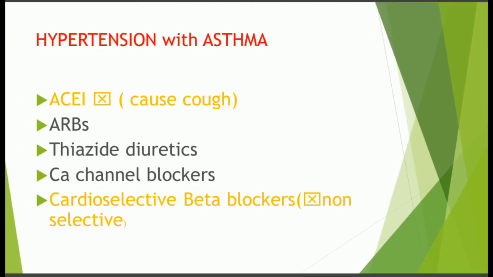In an asthmatic hypertensive patient, ACE inhibitors and non-selective beta blockers are contraindicated, as ACE inhibitors have the adverse effect of causing cough, leading to exacerbation of the asthmatic disorder, whereas non-selective beta blockers have a tendency to cause bronchospasm. Hence, cardioselective beta blockers, calcium channel blockers, thiazide diuretics, and angiotensin receptor blockers are used in asthmatic hypertensive patients.